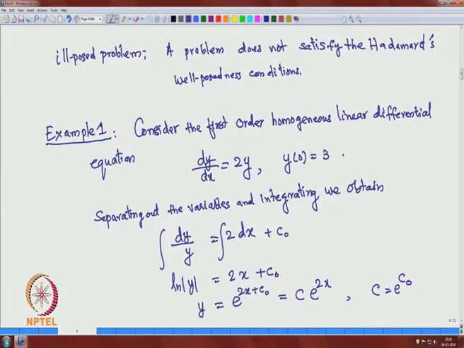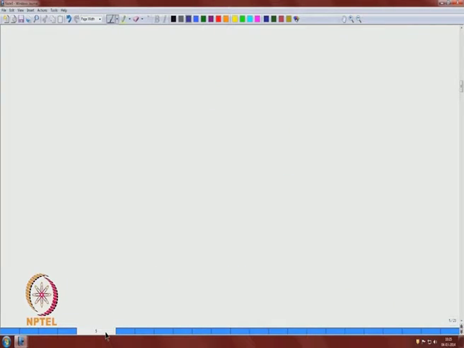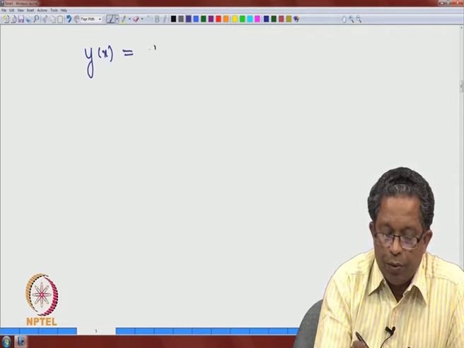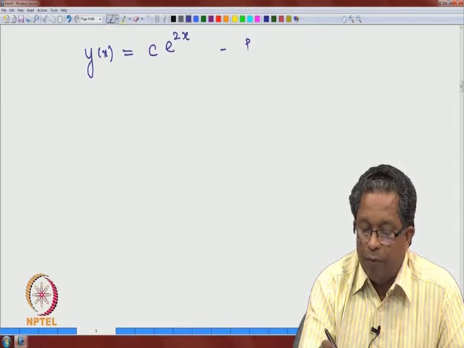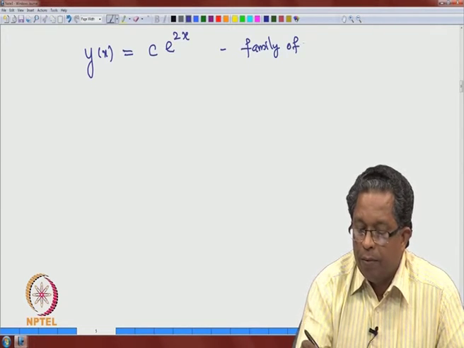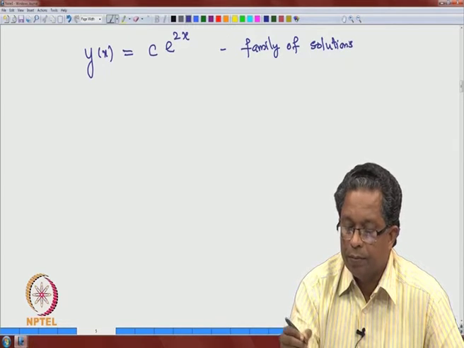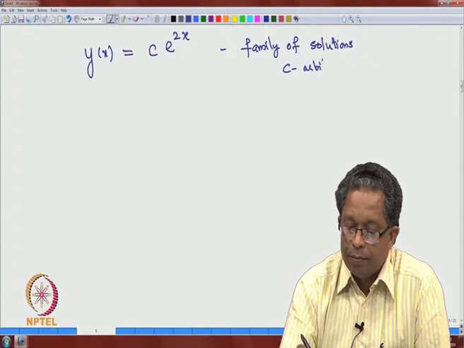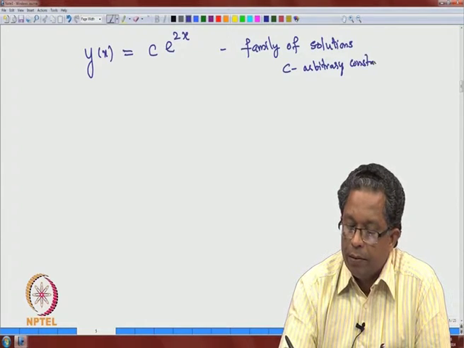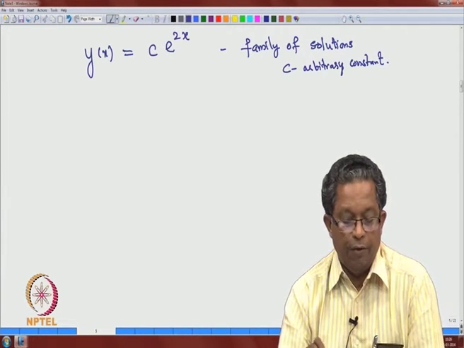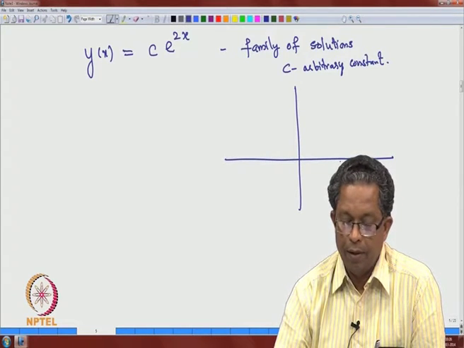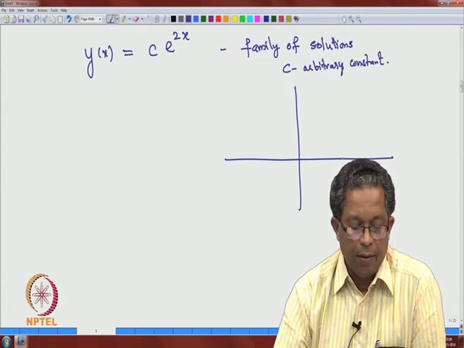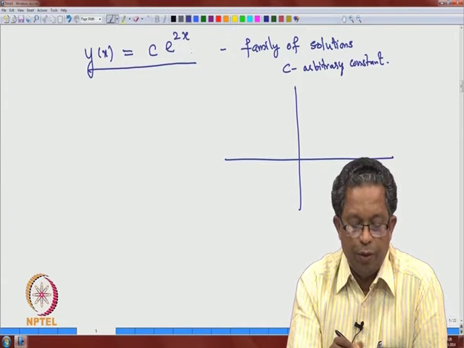So therefore, the solution of this differential equation, before applying the initial condition, can be obtained easily by the method of separation of variables. So y of x is equal to c e to the power 2x, which is a family of solutions or curves. There is one parameter c, and this is a solution for every value of c, so c is an arbitrary constant. So the given linear differential equation has infinitely many solutions, and for every c the given expression y is equal to c into e to the power 2x is a solution.